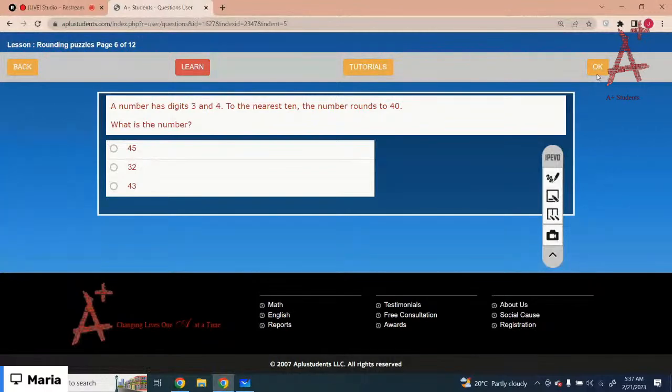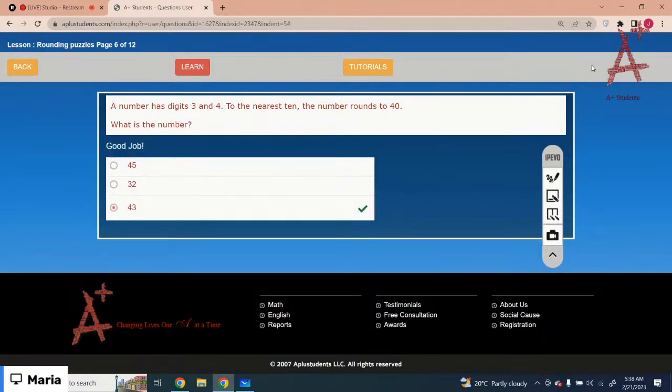Okay, the next one is: a number has digits 3 and 4. To the nearest 10, the number is rounded to 40. What is the number? You are given three options. Which option has the digits 4 and 3? That means 34 is rounded off to 30. Got it? 43 is rounded off to 40, not 30.